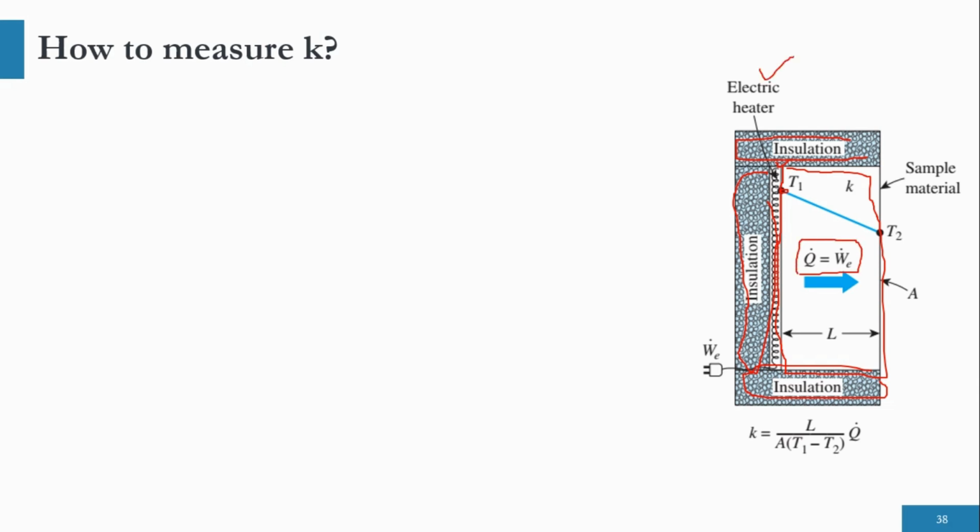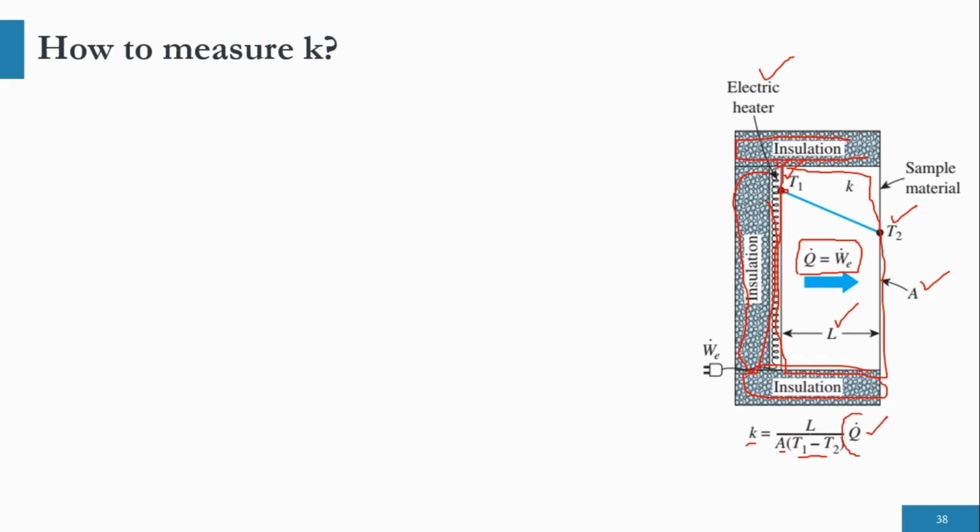Accordingly, we will measure the temperature gradient, that is, the temperature at this point T1 and the temperature at this point T2. We know the thickness of this material, which is represented as L. We know the area of this material, which is represented as A. So simply, we say the Fourier law as Q is equal to KA dT over dx, or if we rearrange it, K is equal to QL over A(T1 minus T2), where T1 minus T2 is dT.